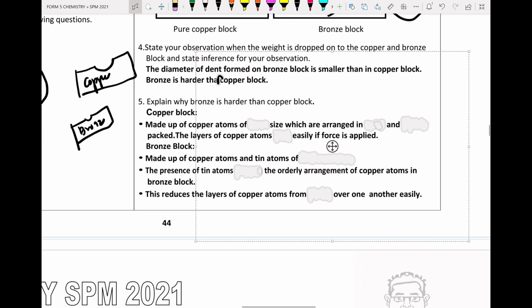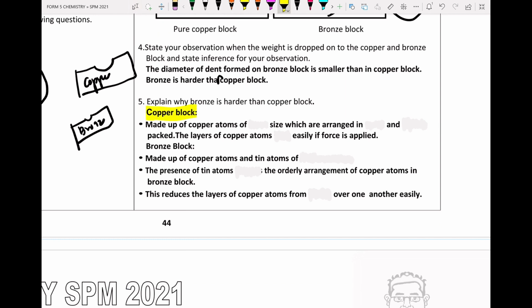All right, so explain why bronze is harder than copper block. The copper block, so I put here copper block. Copper block is made up of the same size of copper atoms which are arranged in order and closely packed. The layers of copper atoms can slide easily if force is applied.